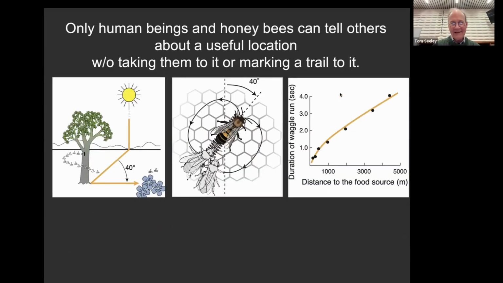Now, one thing that I do really want to emphasize is there's only 2 animals that can tell others about a useful location without leading them to the site or marking a trail to it. And those 2 animals are human beings and honeybees. And it's a remarkable thing that there are no other animals besides us and honeybees that have this ability, but that is the reality. And it's part of why this waggle dance has been so fascinating for us.